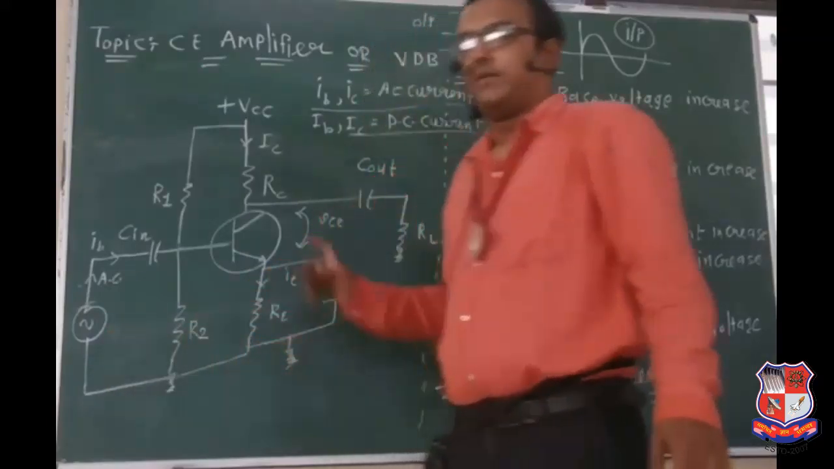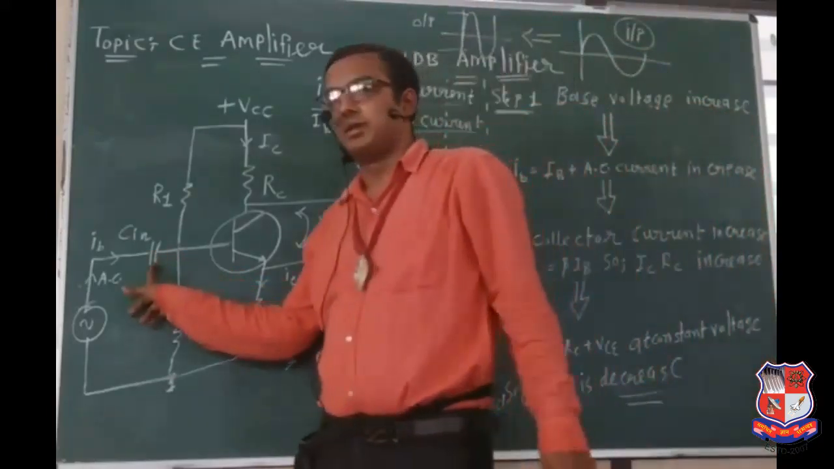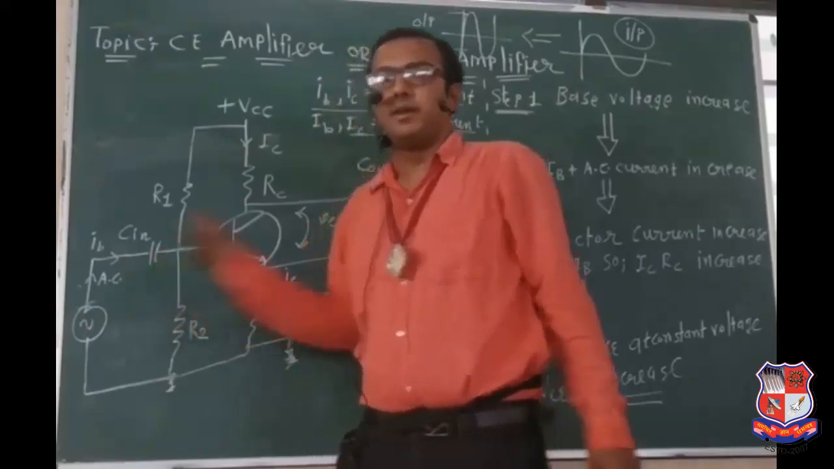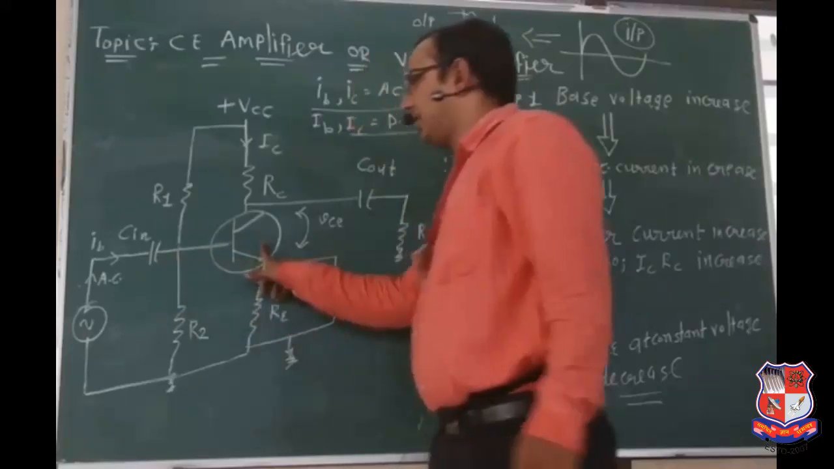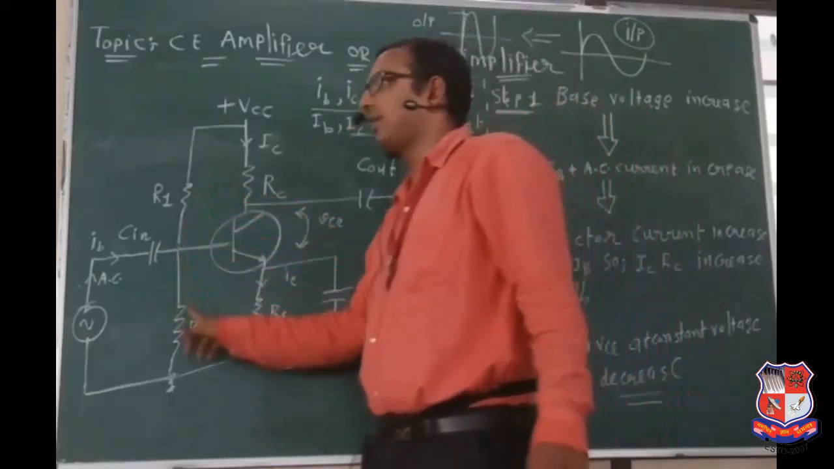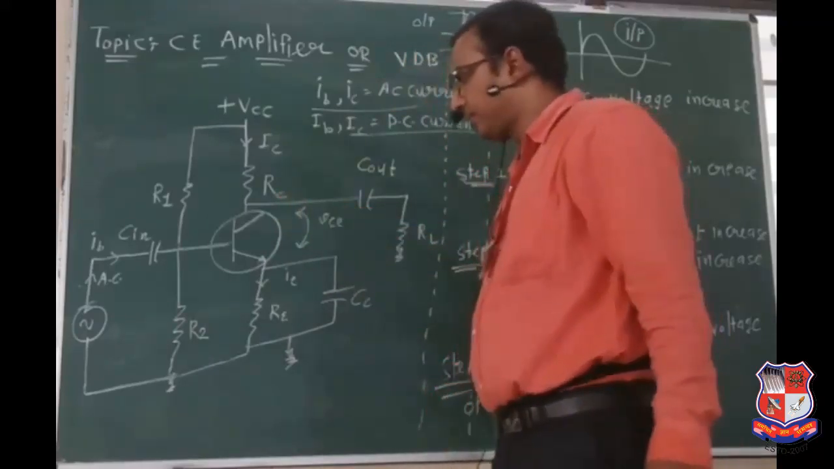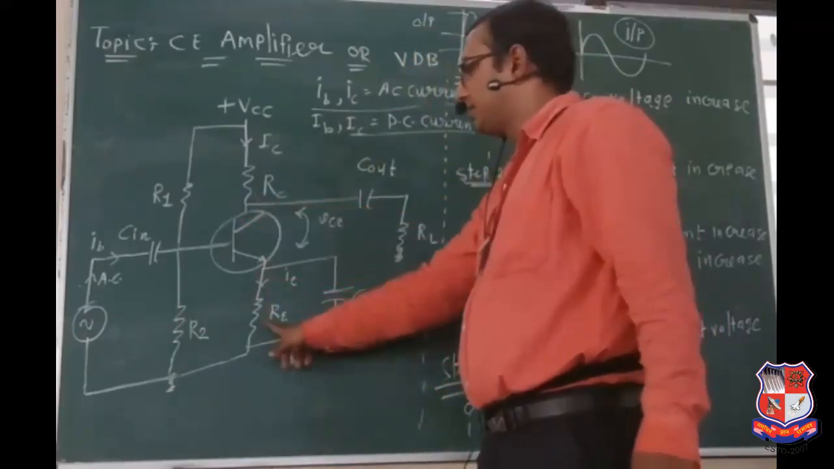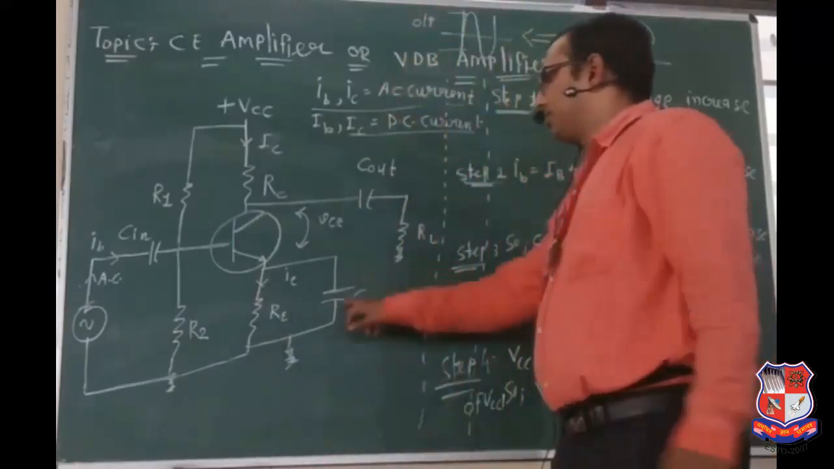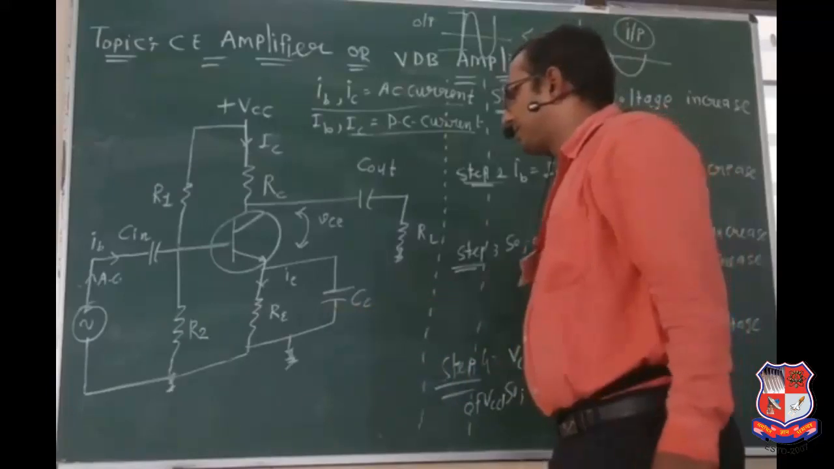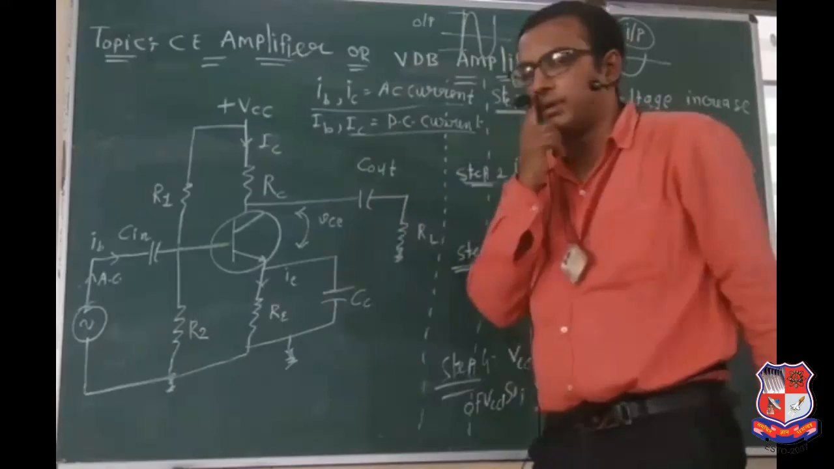And if we apply the AC signal to the input, then we have put a capacitor here. What is the role of the capacitor? I will explain that here. Here it is known as the transistor. R1, R2 are resistors. RC is a resistor. RE is also a resistor. Now, these are known as the coupling and bypass capacitors. This is the input capacitor. This is the output capacitor.